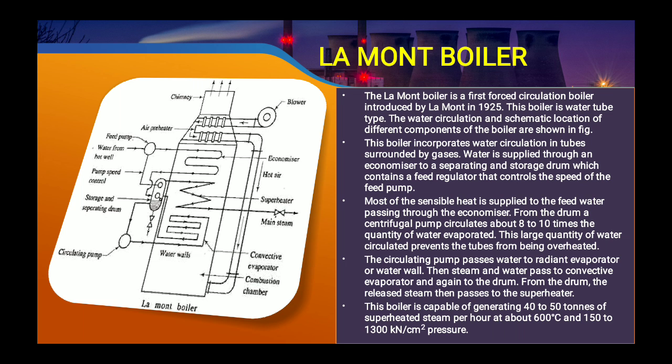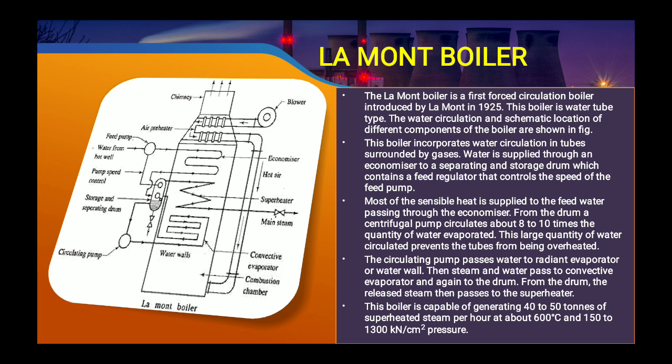The water circulation and schematic location of different components are shown in the figure. This boiler incorporates water circulation in the tubes surrounded by the gases. That means when the water is flowing through the tubes, these surrounding gases heat the water and hence the steam is produced. Water is supplied through an economizer to the separating and storage drum, which contains a feed regulator, and with the help of this feed regulator the speed of the water collected in the storage drum is controlled. That means the feed pump speed control is done by this feed regulator.